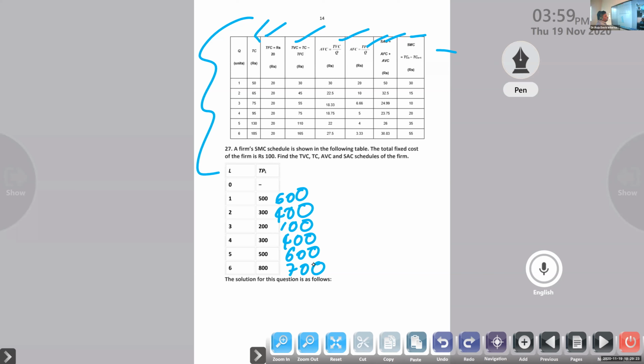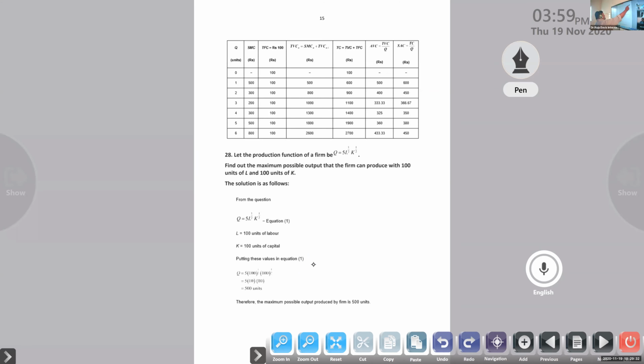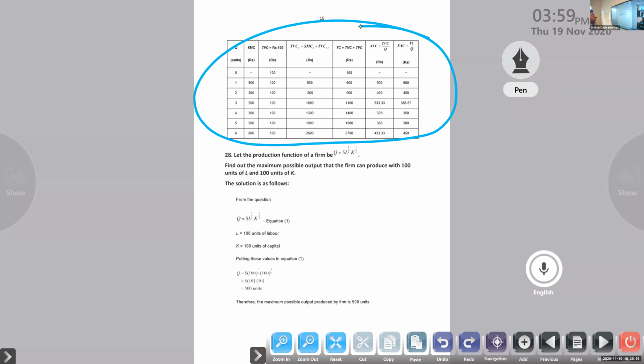Changed. Okay, you can see the application here. Check that. And next, the 28th question.